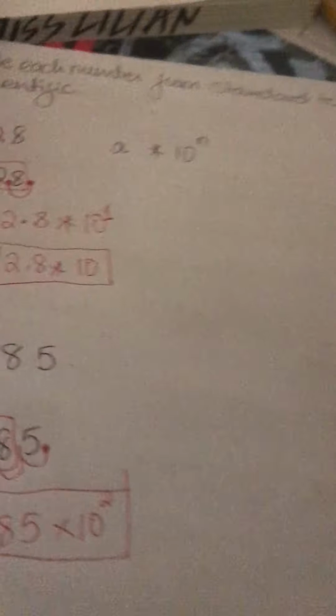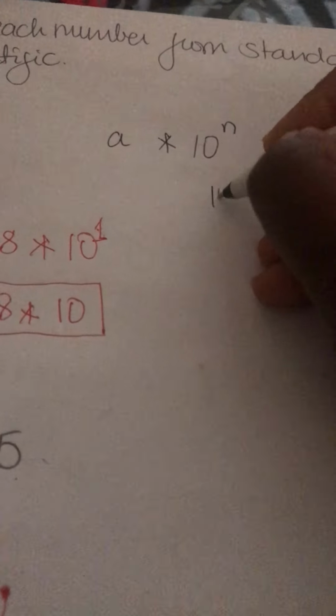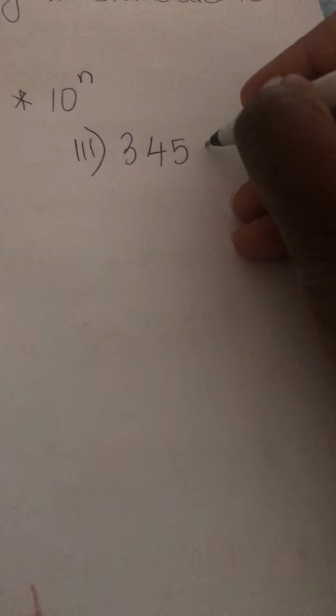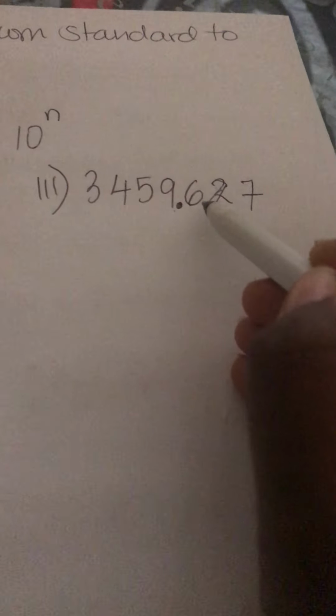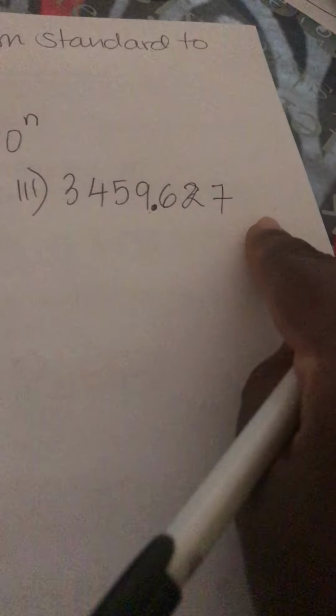Let's try another one. Example 3. Let's try 3, 4, 5, 9, 6. Let's put the decimal. Yes, I'm going to put the decimal here. Okay, so this is your number. Or let's add some more digits. Let's add 2 and 7. Okay, so there is your number: 3,459 and 627 thousandths. Now you're supposed to write this number in scientific notation.